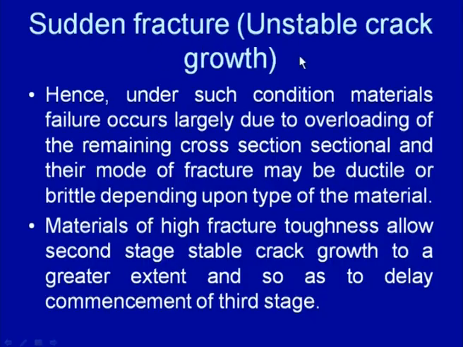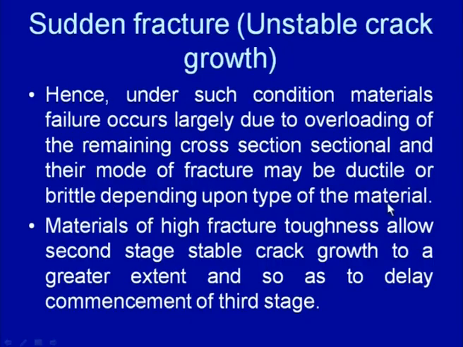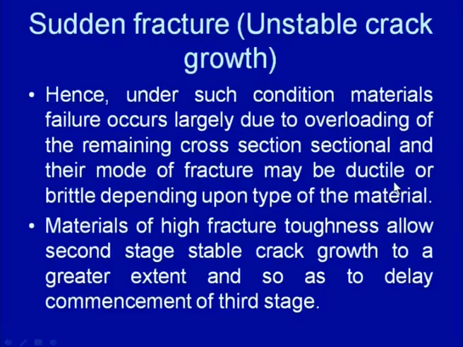Continuing with the sudden fracture zone, under such conditions the material failure occurs largely due to overloading. So, in the third stage the failure of the material occurs due to overloading, and this failure may be ductile or brittle depending upon the type of the material. The third stage sudden fracture can occur through nucleation of voids and their coalescence, that is the dimple fracture, or it can be a brittle fracture depending upon the nature of the material. While in the second stage we will be able to see the typical beach marks or striations corresponding to the growth of the crack in each load cycle.